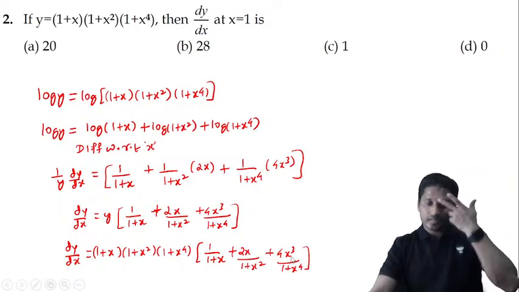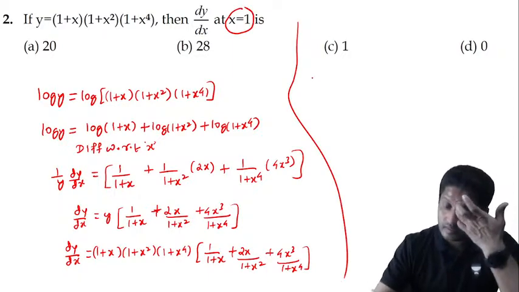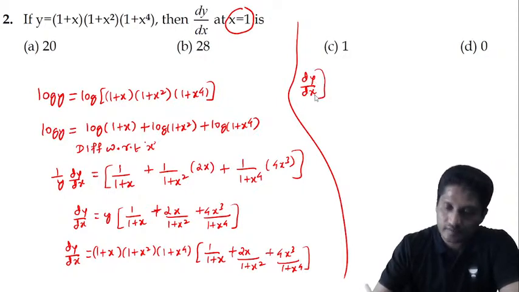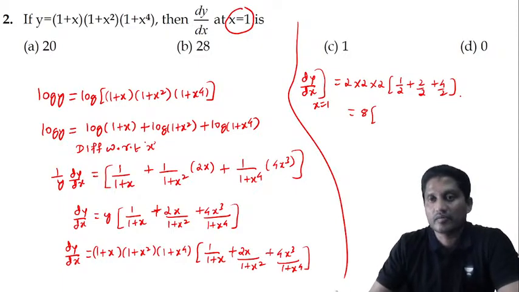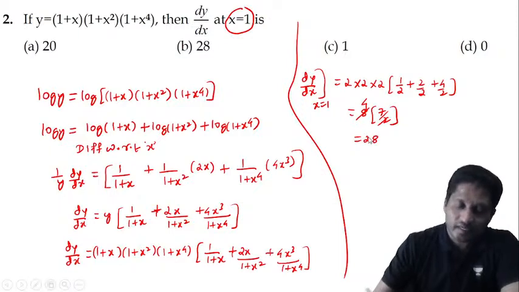Right, now if I substitute dy by dx at x is equal to 1, wherever x is there, you put 1. This becomes 2 into 2 into 2 into 1 upon 2 plus 2 upon 2 plus 4 upon 2. Okay, you get 8 into, 1 by 2 plus 2 by 2 plus 4 by 2 is 7 by 2. Will cancel 4 times 7, 4 is 28. Answer will be option B.